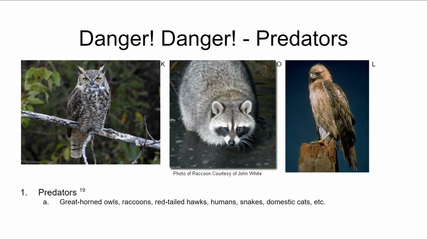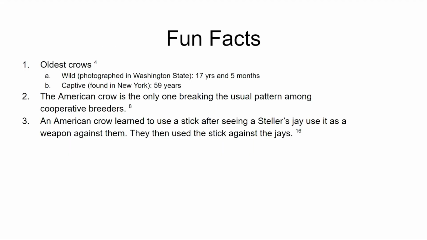Next, what predators do the crows have? Their predators include great horned owls, raccoons, red-tailed hawks, humans, snakes, domestic cats, etc. It all depends on where the crow lives. Next, we are moving on to some cool facts about the American crow.